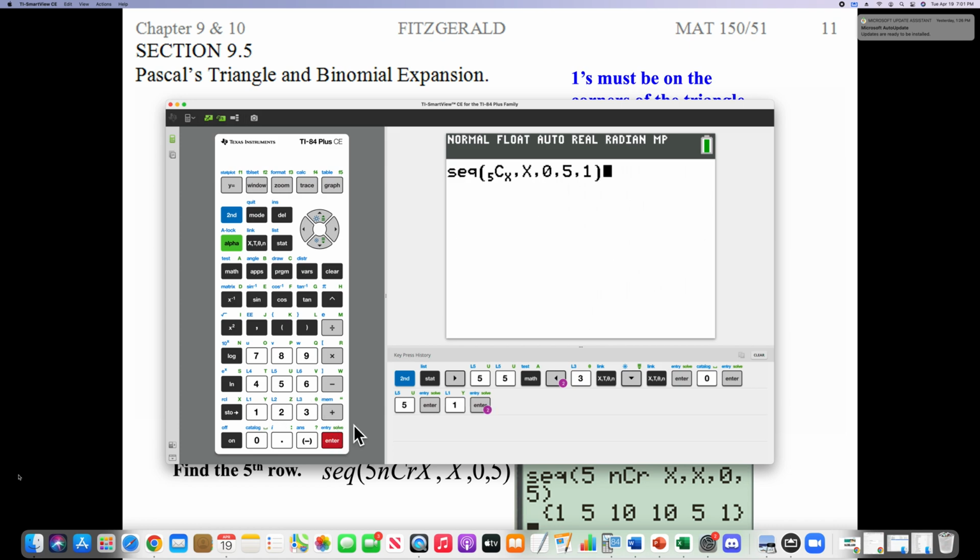Paste it into the home screen. So again, the only thing different is we get this extra 1 on the newer calculators. But if I hit enter, there's my 5th row of Pascal's triangle.